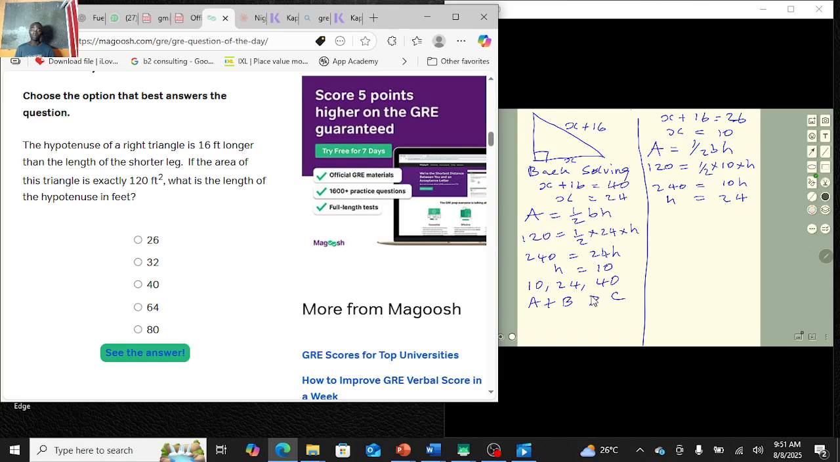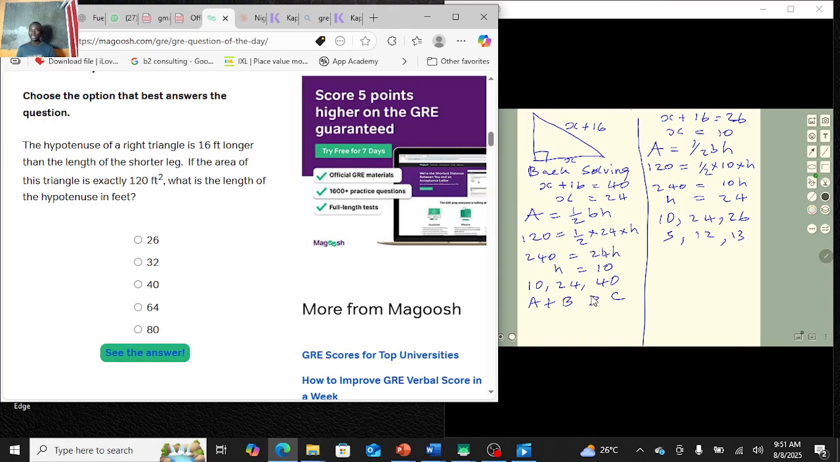We check again whether this is correct. So we have 10, 24, and 26. Can you see that 2 can divide all of them? So we can reduce this to 5, 12, and 13. And this is a triple. This is a Pythagoras triple, so this should be correct.